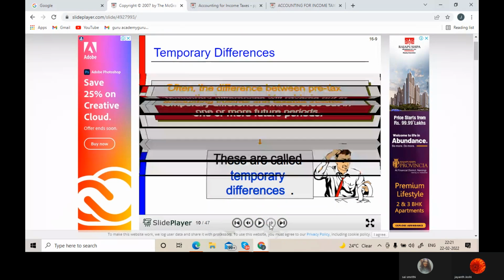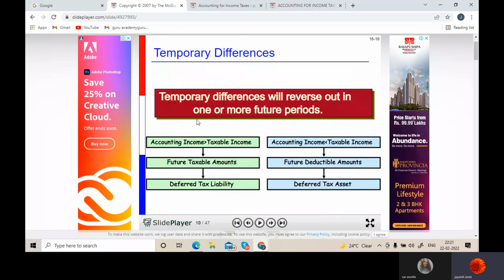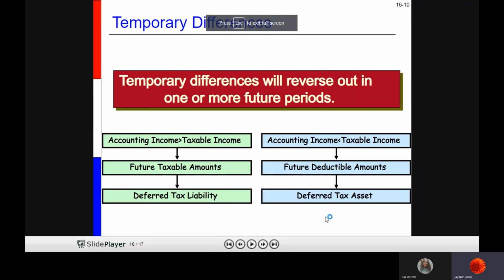Let's see. So here temporary differences will reverse out in one or more future periods. That also we will see in an example. When your accounting income is more than taxable income, deferred tax liability is created and in the future you need to pay taxes. When your accounting income is less than your taxable income, deferred tax asset is created and future deductible amounts. That means in the future, whatever taxes you would be paying, you would get a refund on those taxes, or those taxes would be reduced with the excess tax you have paid. Okay.